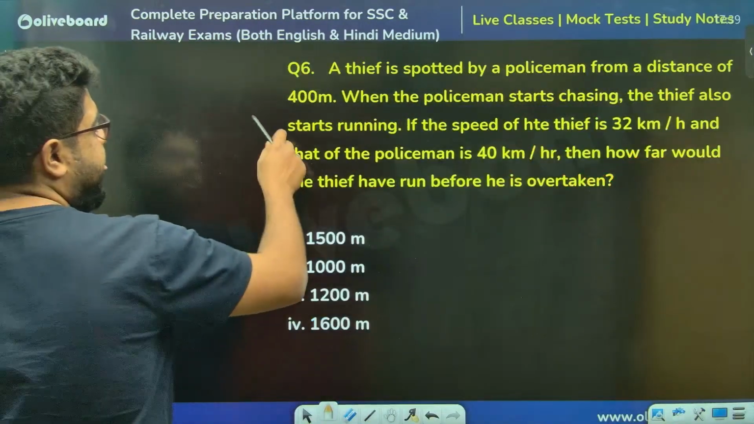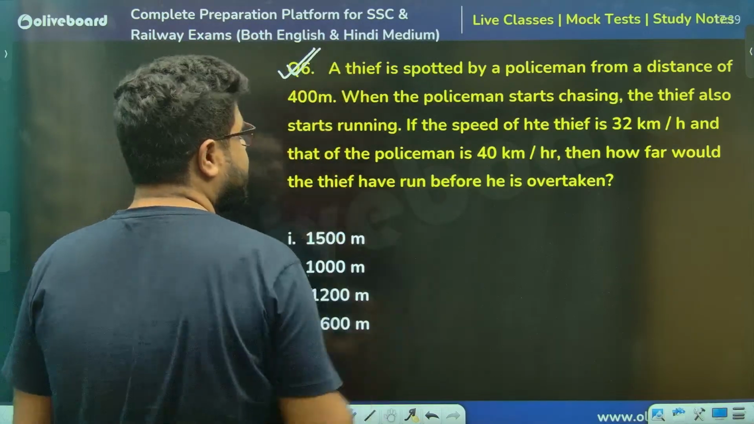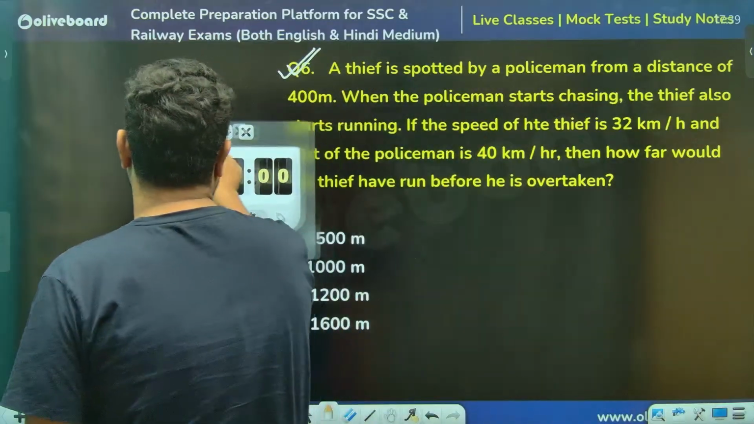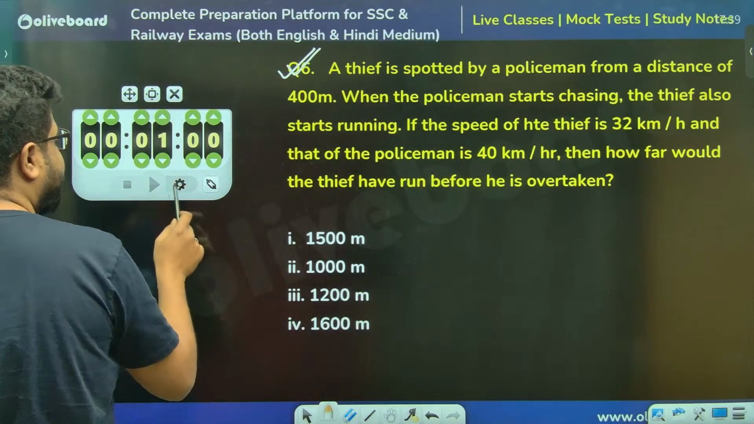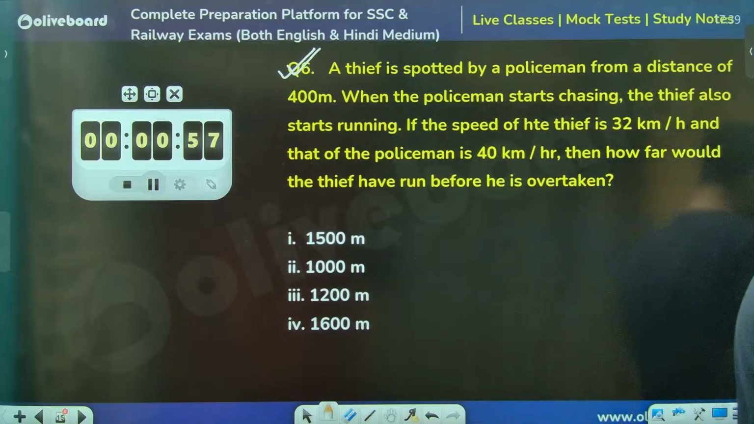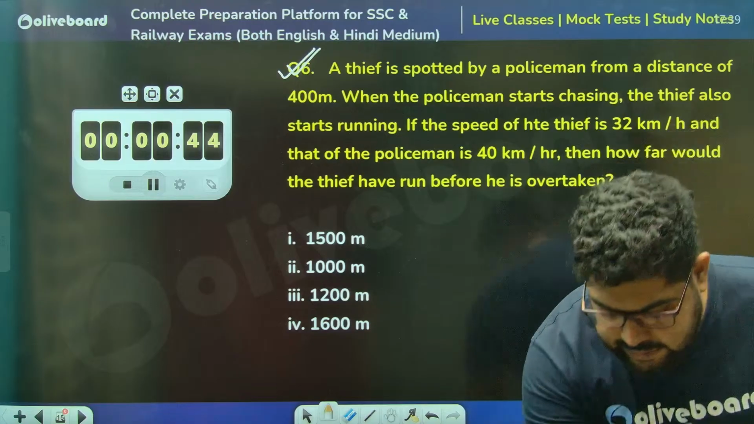Okay, sir. Again, very similar to the last question, chor police wala. But again, chor police wala questions are very important. Please do this question. Everyone, try this. Try this, 1 minute time. Jaldi se banao, sir. Do this very quickly, sir.